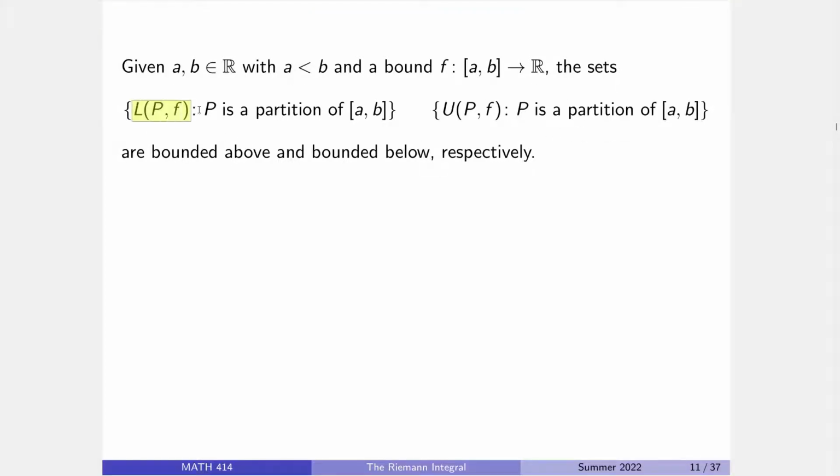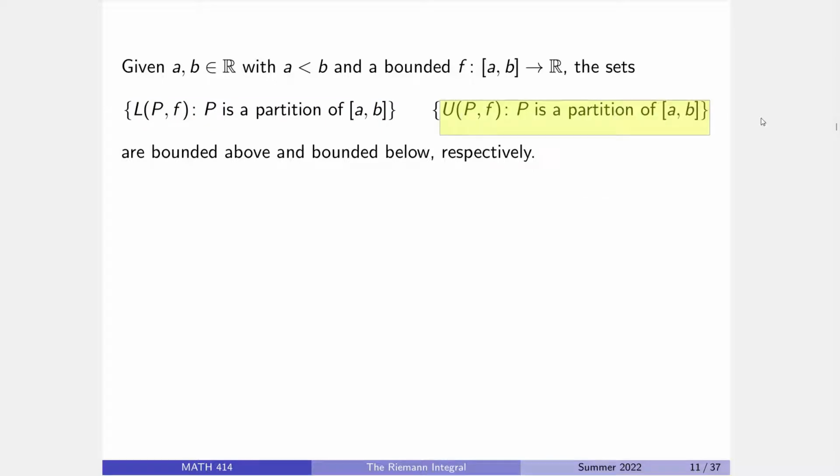The set of lower Darboux sums, note, is bounded above, right? In particular, it's bounded above by the largest possible rectangle, the beta times (b minus a) that we discussed from before. And likewise, the collection of upper Darboux sums is always bounded below. So this collection is non-empty, right? There are always partitions, and it's bounded above.